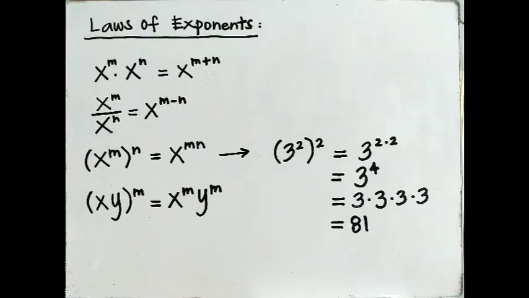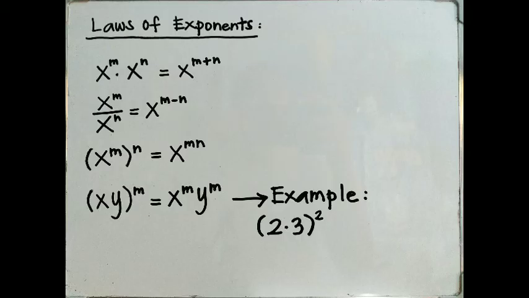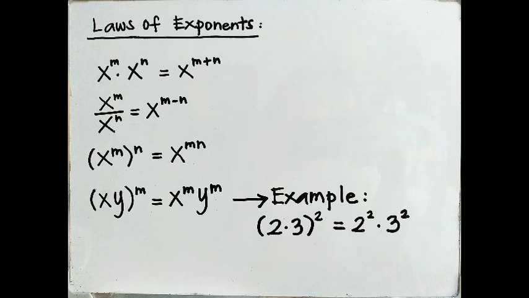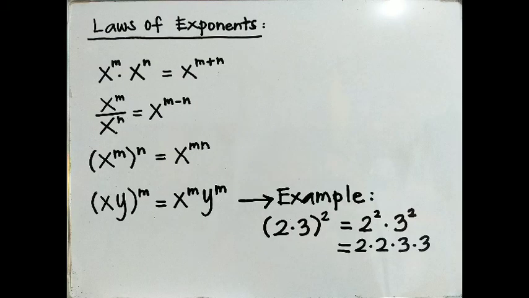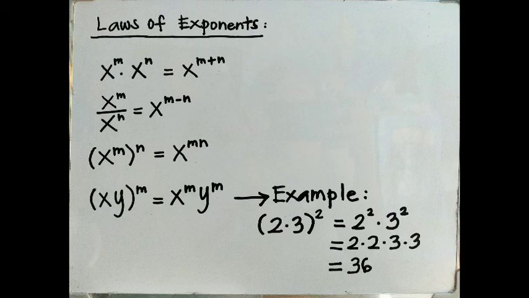In the law of exponent on the two quantities such as x and y raised to the power of m, both the exponent of x and y, understood as 1, will be multiplied individually by the power raised to m. For example, the quantity of 2 times 3 raised to the power of 2 is equal to 2 squared times 3 squared. This is equal to 2 times 2 times 3 times 3. Therefore, quantity of 2 times 3 raised to the power of 2 will be equal to 36.